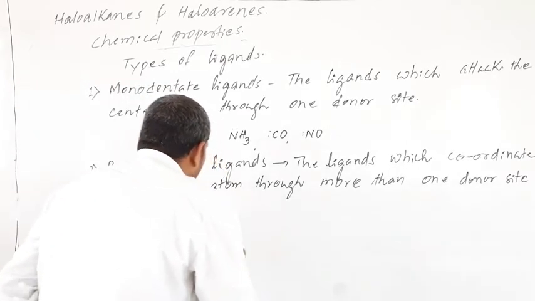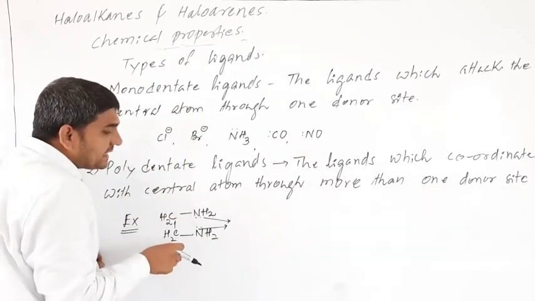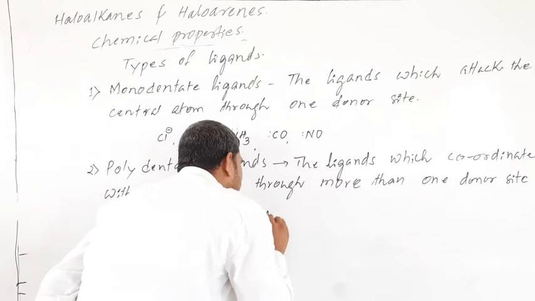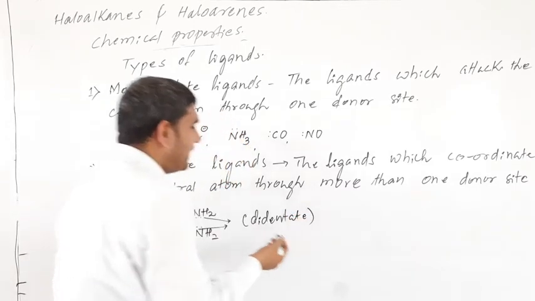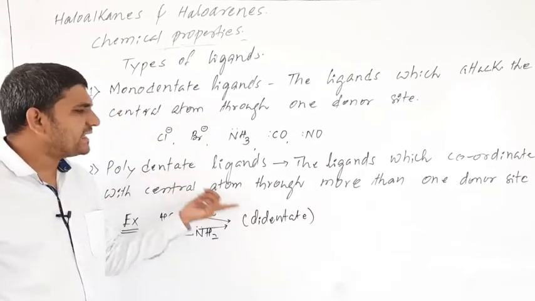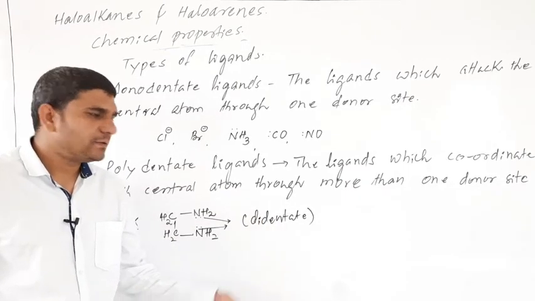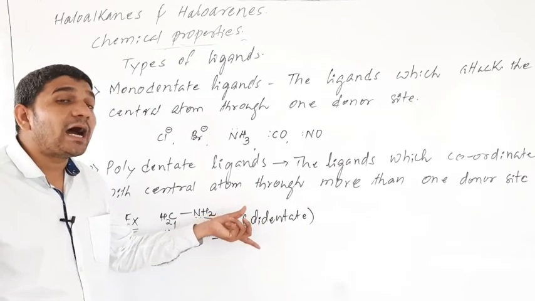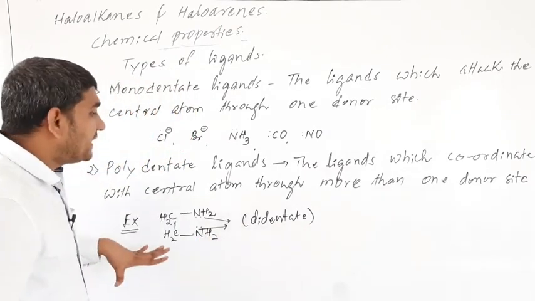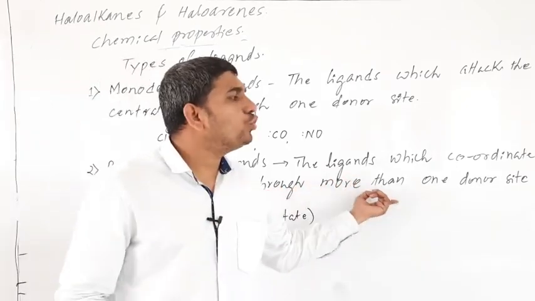This is a polydentate ligand, but how many denting centers are there? 2 donor sites are there. That's why this is a didentate or bidentate ligand. Polydentate ligands are again classified into different types: didentate, tridentate, tetradentate, pentadentate, hexadentate. Didentate and bidentate are one and the same. Didentate ligands are the ligands which coordinate with a central atom through 2 donor sites.